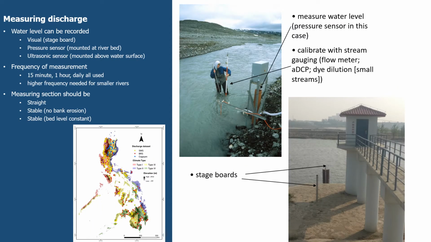So how do we measure discharge? Well, first of all, it's reasonably simple to measure water level. We might measure water level visually. We might use something called a stage board, which is basically a ruler, which we mount in the riverbed, and we could read manually if we wanted to, the height of the water at any time that we wished.